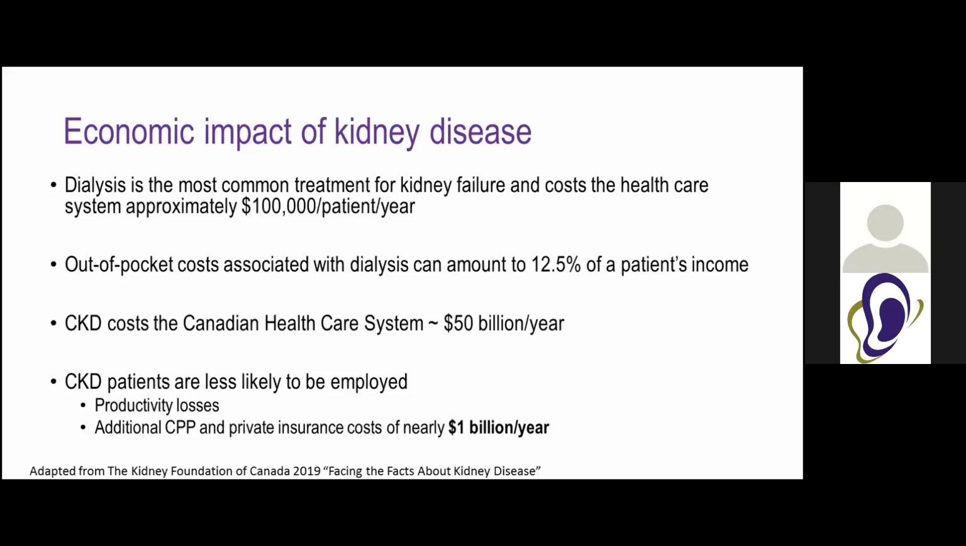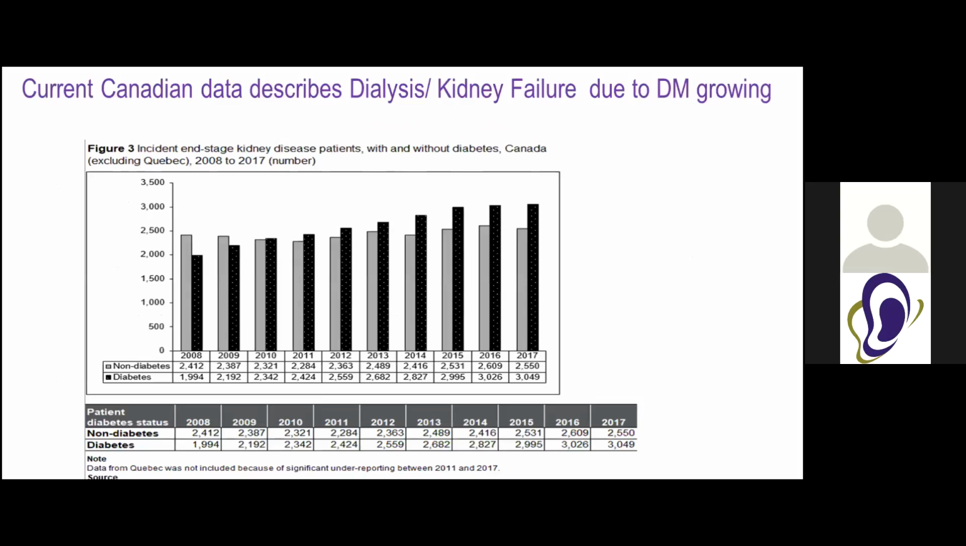And the cost to the Canadian healthcare system is about $50 billion per year. And as I've stated before, CKD patients are less likely to be employed, which gives them a productivity loss. And one of my colleagues, Dr. Mans, and others looked at the CPP and private insurance costs that amount to almost $1 billion per year for this group of patients. And in Canada, we have a growing rate of people starting dialysis due to diabetes.